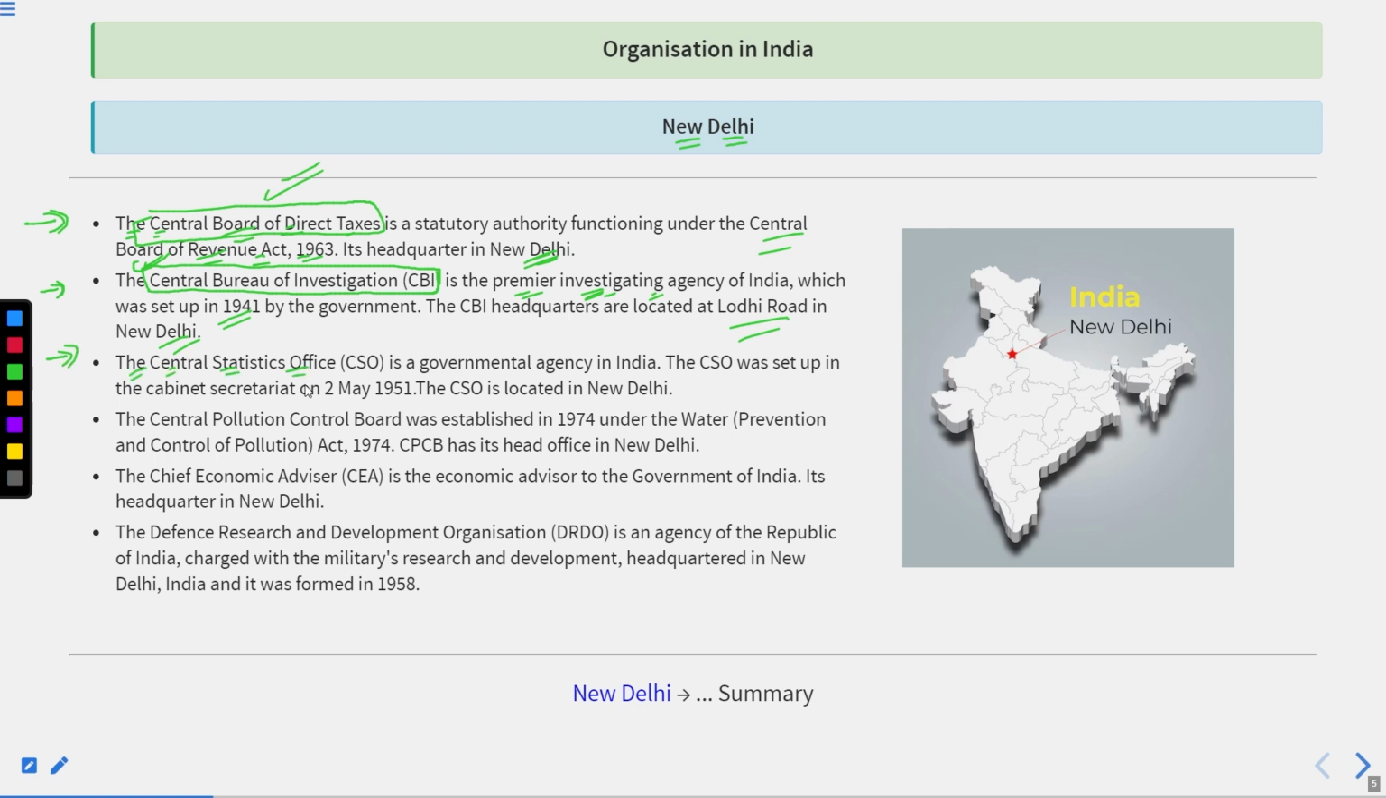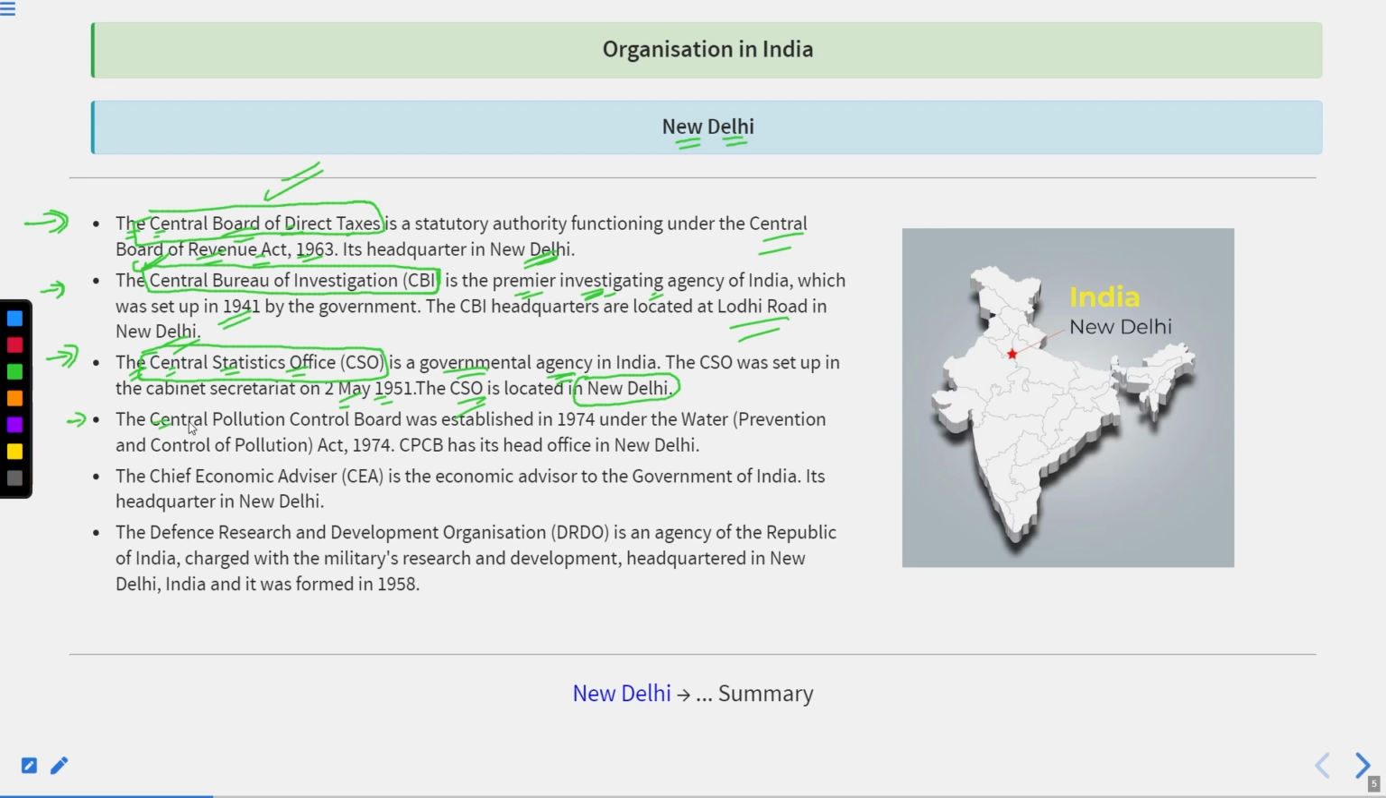Then the Central Statistics Office, CSO. The CSO is a governmental agency in India. It was set up in the Cabinet Secretariat on May 2, 1951. The CSO is located in New Delhi.